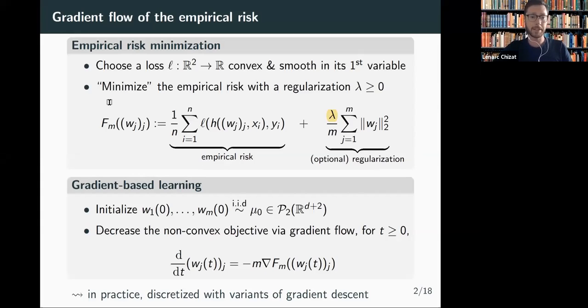So the specificity of this function is that it is non-convex. So in fact, it is known that finding a minimizer, in particular in the regularized case, is a computationally hard problem.